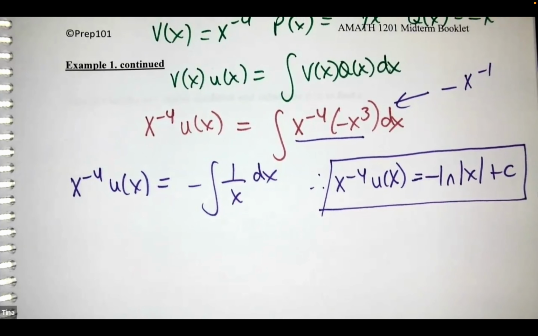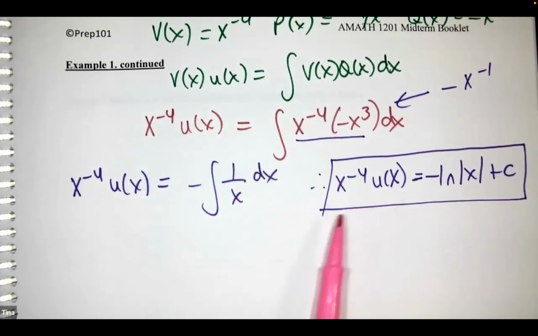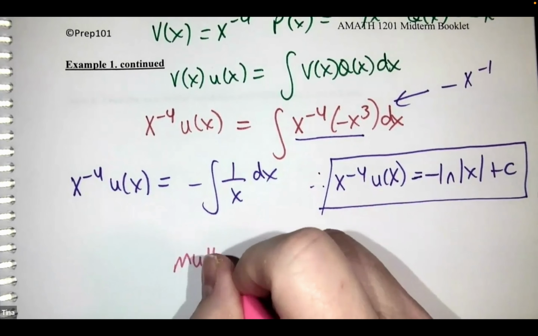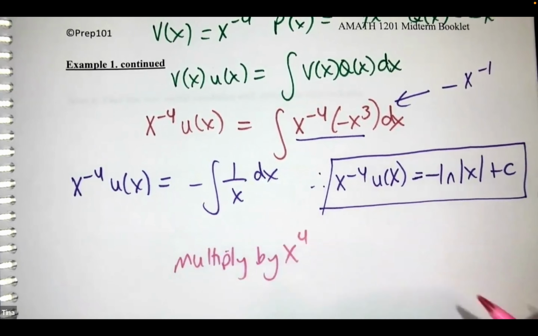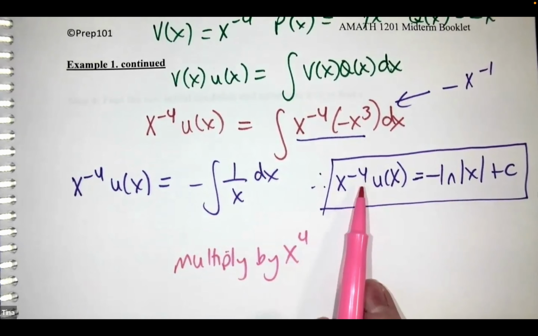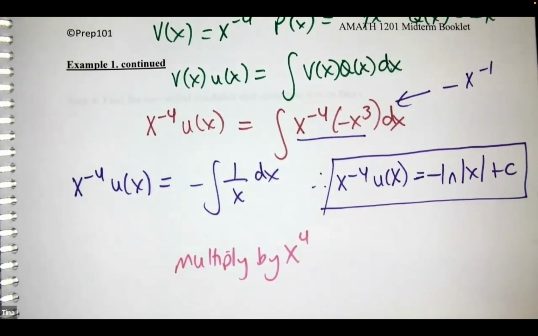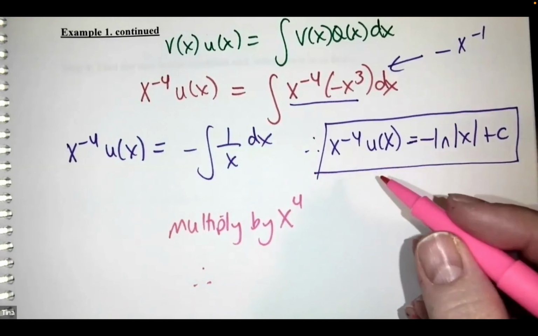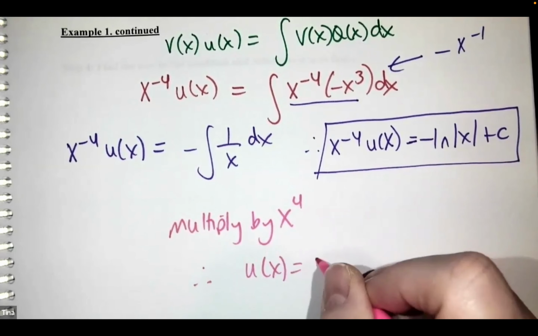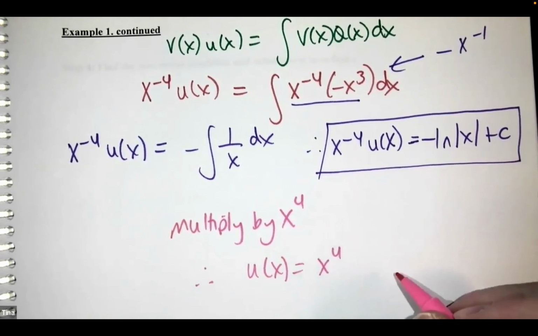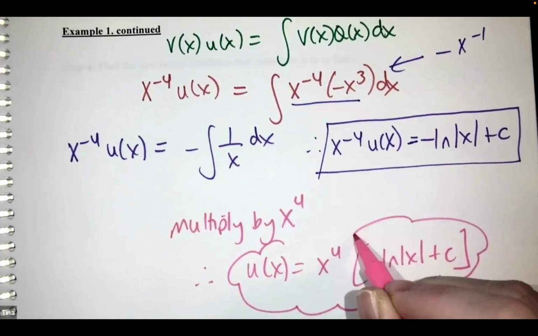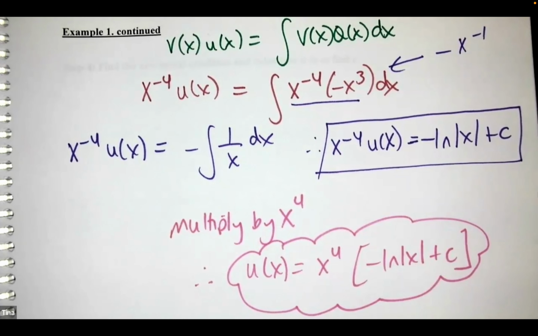So what's the easiest way to get u of x? You can divide everything by x^-4, but to get rid of the x to the negative 4, you could always just multiply by x to the positive exponent 4, right? Because x to the 4 plus negative 4 would be x to the 0, which is 1. So that's easier. You can put everything over x^-4 if you want, but it's not really as simple. So let's just say u of x is then x^4 times this, right? Okay.